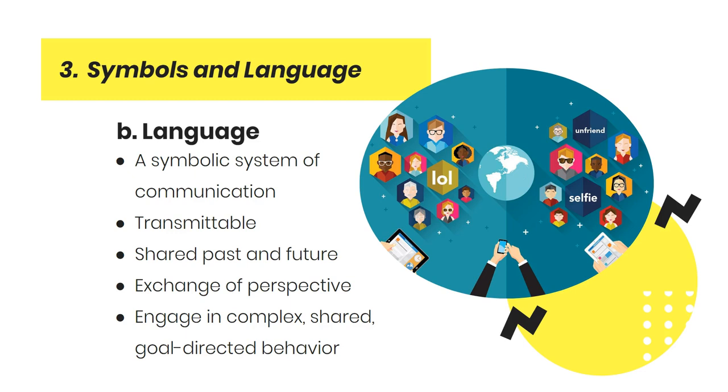Language allows for a social and shared past. We are able to discuss past events with others. Language also allows us to plan future activities with one another. It allows the exchange of perspectives, such as ideas about events and experiences. And language also allows people to engage in complex shared goal-directed behavior as well.